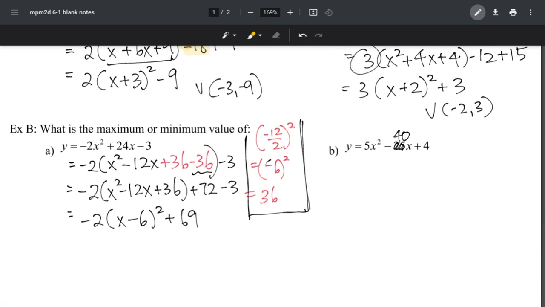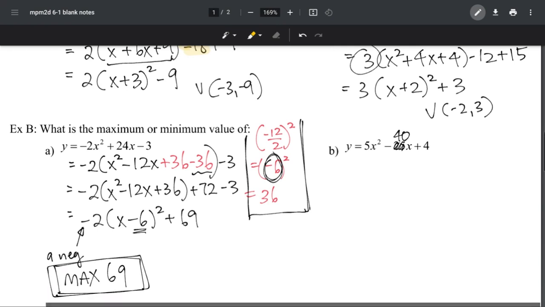Again, taking that negative 6 and putting it in here in my brackets. Okay, now this question is asking me what's the maximum or minimum value. So if you see that your a is negative, then you know that you have a maximum value, because we're in vertex form, so we know that that is going to be a vertical flip. And so it's opening downwards. That's why you get a maximum. And the maximum or minimum value is always the y value, so maximum is 69. Okay, you're not writing the whole vertex there, you're just writing the y value.